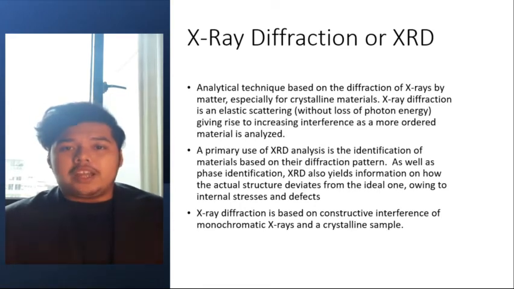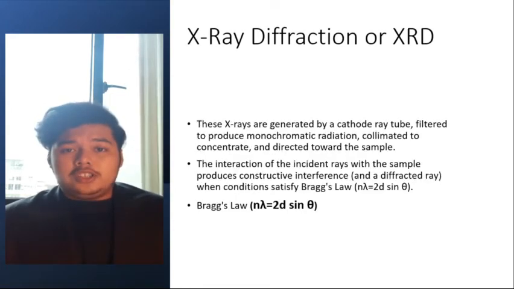X-ray diffraction is based on constructive interference of monochromatic X-ray and crystalline sample. These X-rays are generated by a cathode ray tube, filtered to produce monochromatic radiation, collimated to concentrate and direct toward the sample.